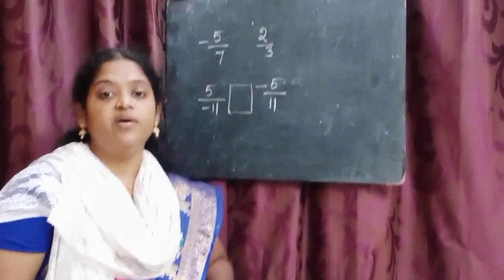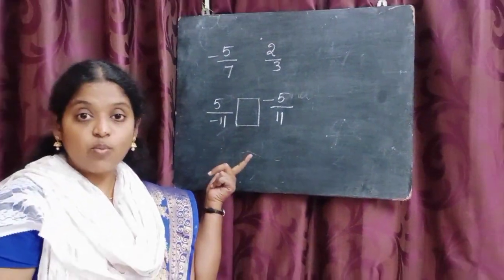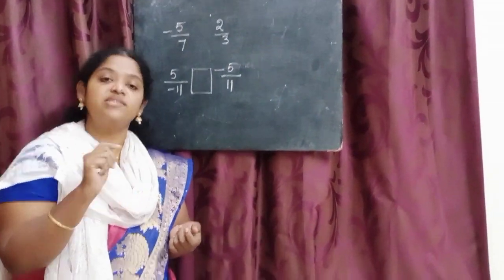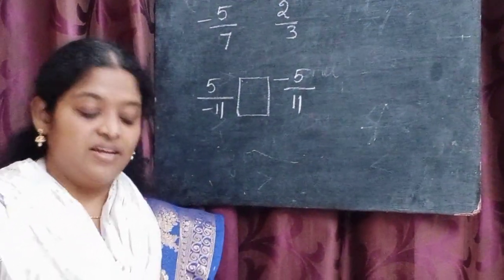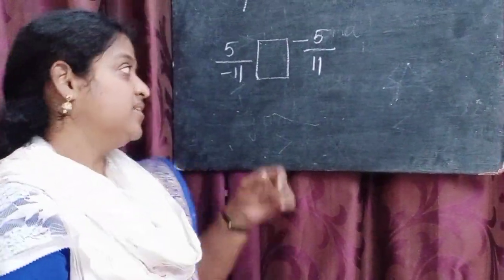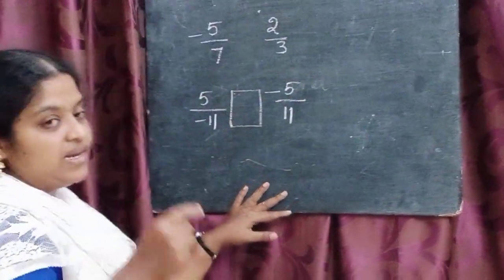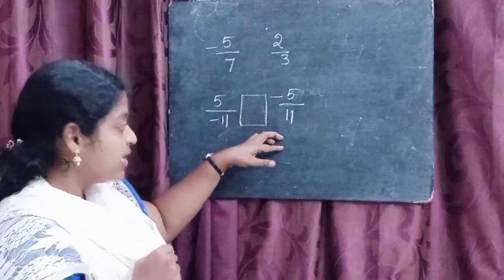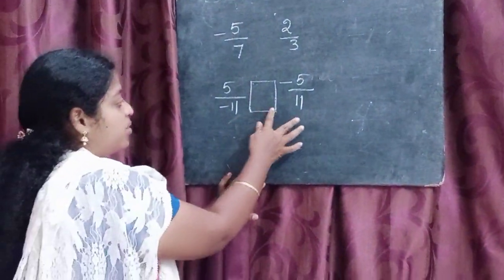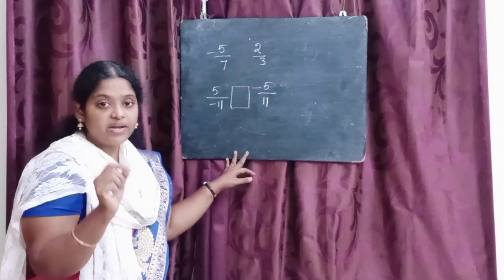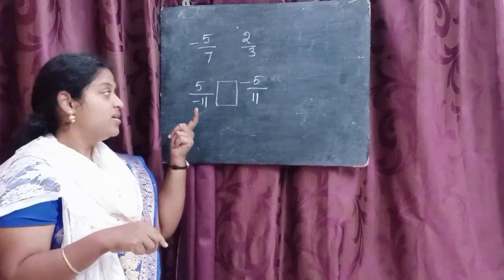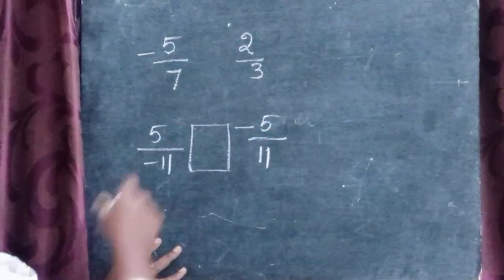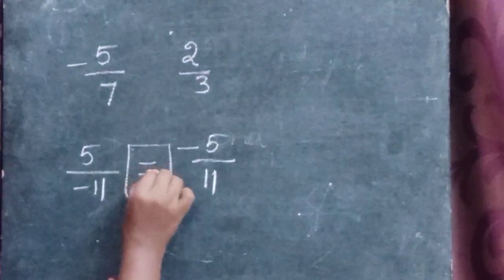One thing you should remember, if the denominators are equal. Denominators means what? I explained to you, correct? Denominator means the number which is below the line. A line is there between two numbers in a fraction, correct? So the number below the line is called the denominator. If the two denominators are equal, directly you can find out which one is greater and which one is smaller. Understood, children? Here the denominators are equal and the numerators are also equal. So you can write equal to.